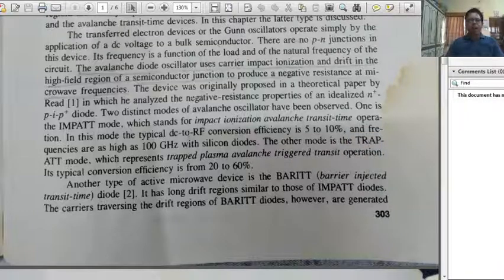The other mode is the TRAPATT mode, and it represents TRA for trapped, P for plasma, A for avalanche, and TT for triggered transit: trapped plasma avalanche triggered transit operation. Its typical conversion efficiency is 20 to 60%.